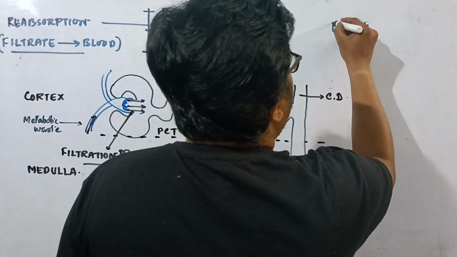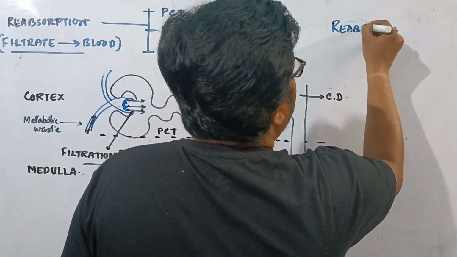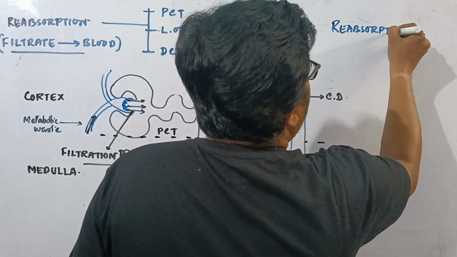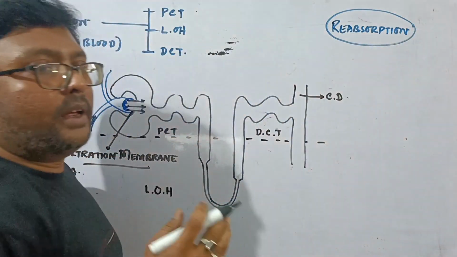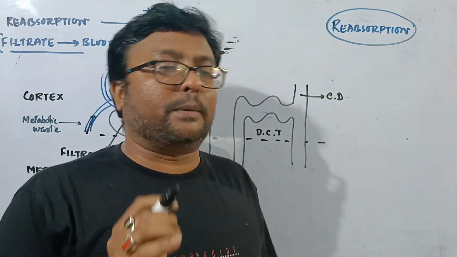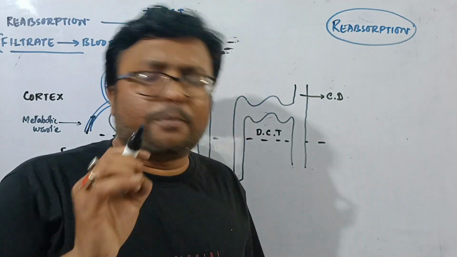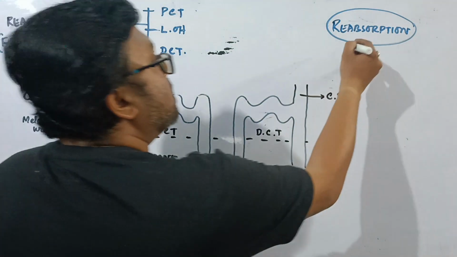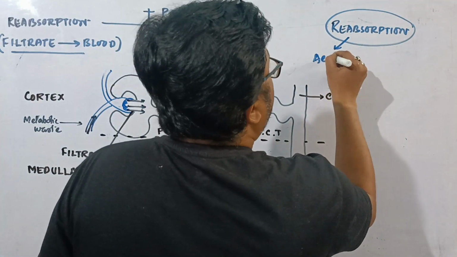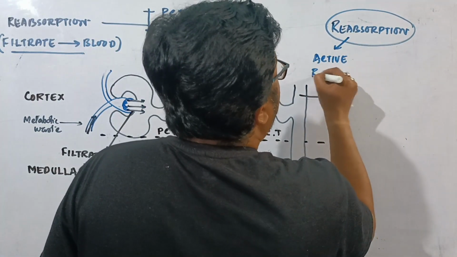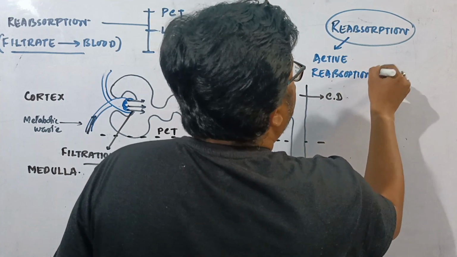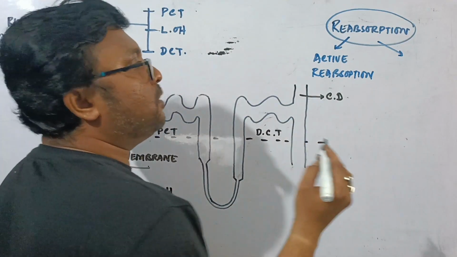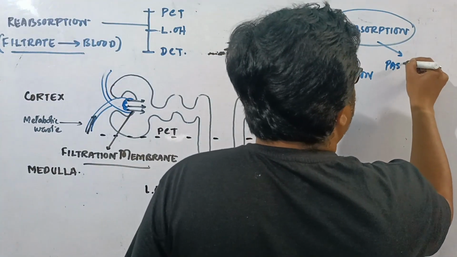We will see that this reabsorption may occur in two different ways. Two different processes. What are the processes? One, active reabsorption, and the other one is basically known as passive reabsorption.